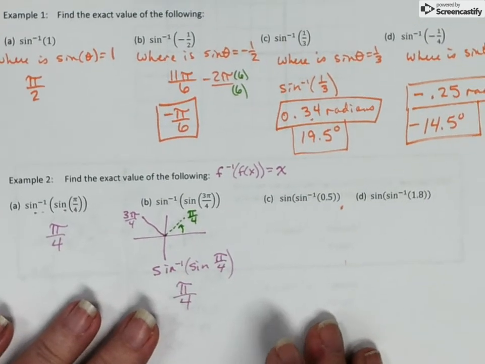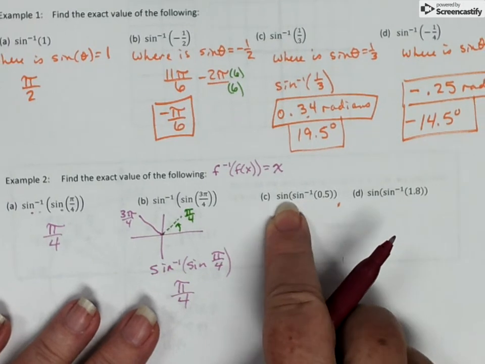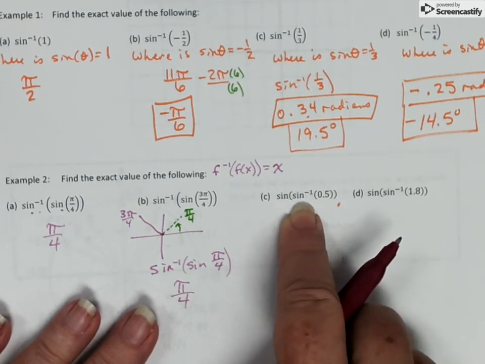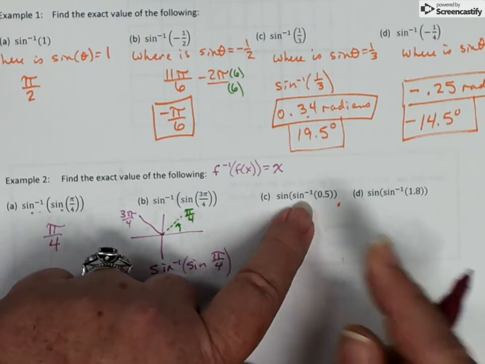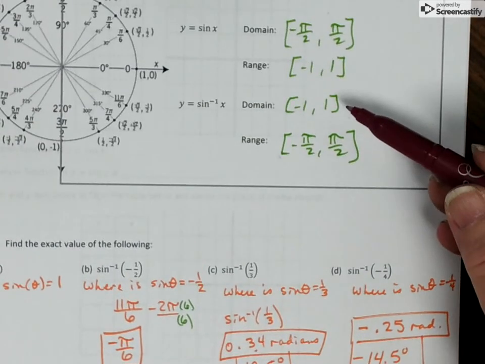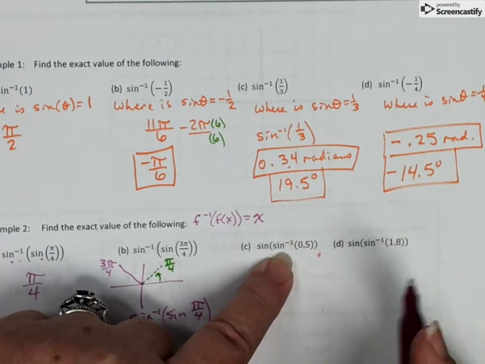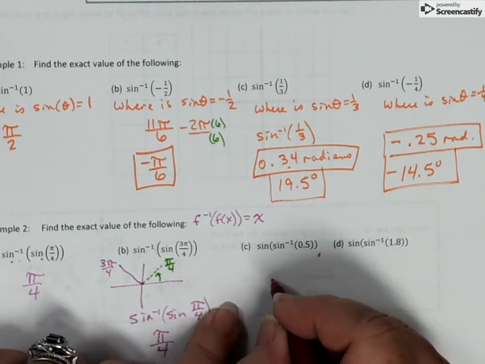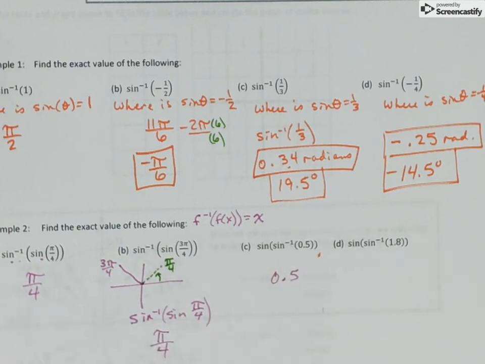Okay, let's take a look at this next problem. We've got the sine of the inverse sine of 0.5. The inverse sine is the innermost, so we're going to look at this domain, negative 1 to 1. Is 0.5 in the domain from negative 1 to 1? It is, so the answer is just 0.5.